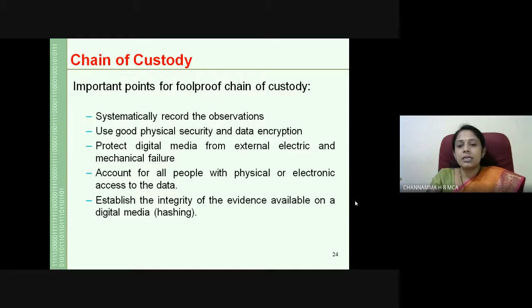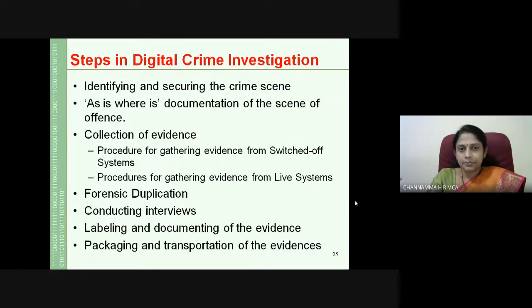It just runs the file, and it produces a fixed length key. And this implies that even if a single bit changes in the actual data, it will be reflected in the hash value. Hence, keeping a hash at all the steps is very important. So that is how we can establish the integrity of the digital evidence.